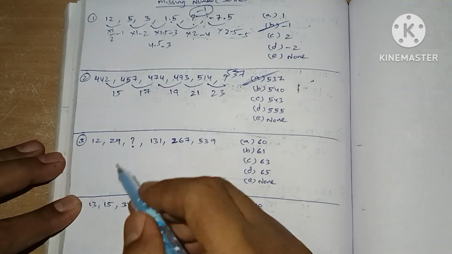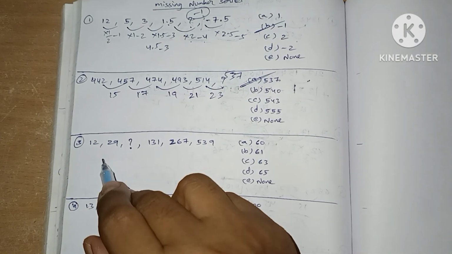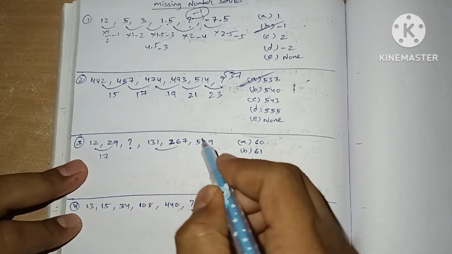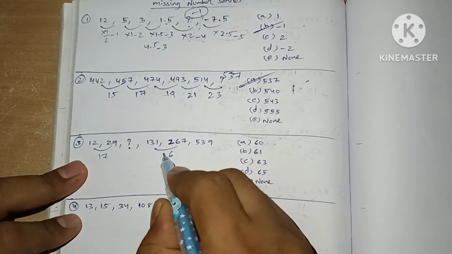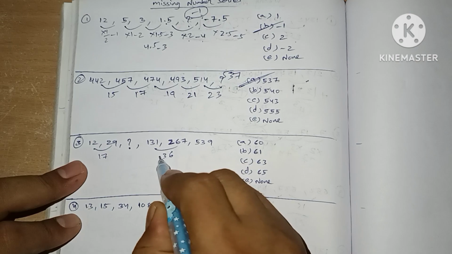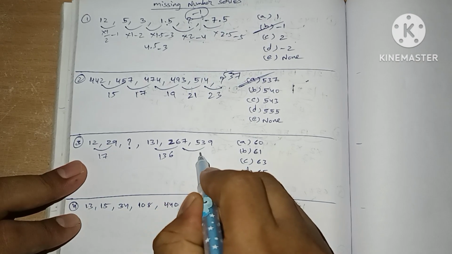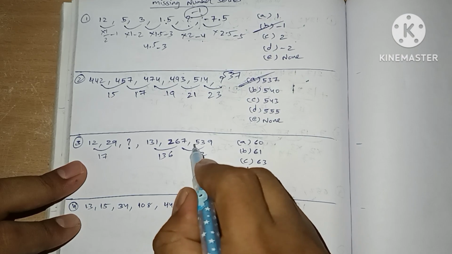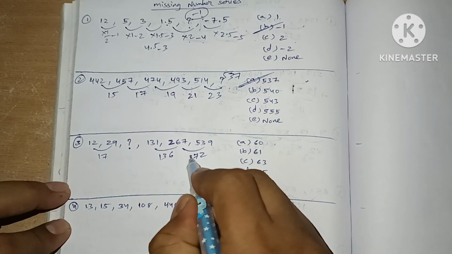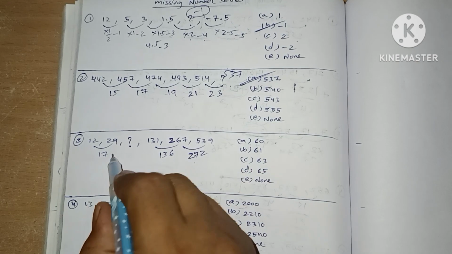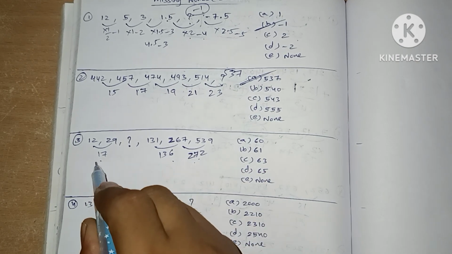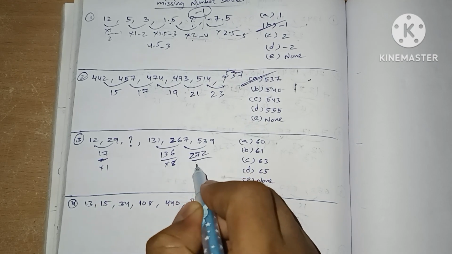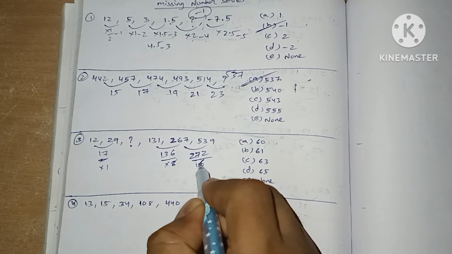Next, here we see the difference between these two is 17. Here the difference is 136. Here the difference is 272. I know these numbers are 17 factors. 17 1 times, this is 17 8 times, this is 17 16 times.